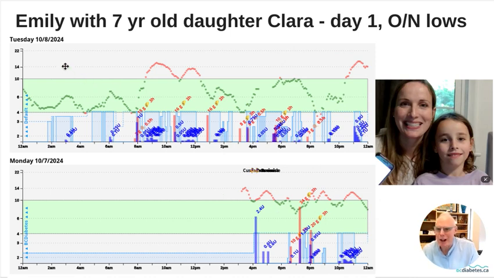Here we've got Emily, the mum, with her 7-year-old daughter Clara. It's day one. You can see we installed Loop here at 4 o'clock. She had some overnight lows, and we weakened her basal. Excitement abounds.